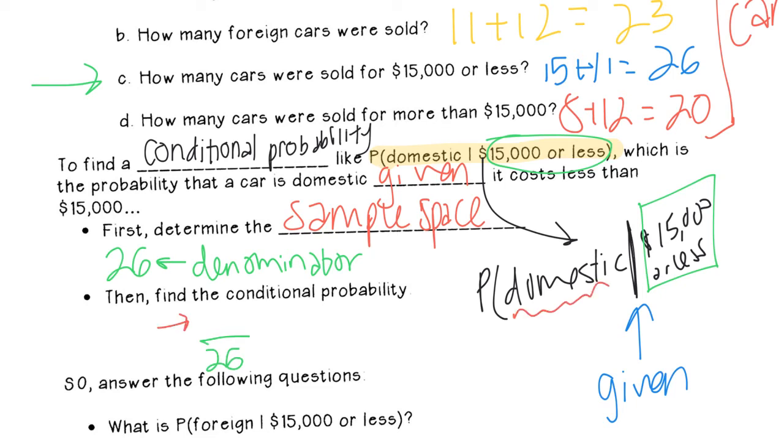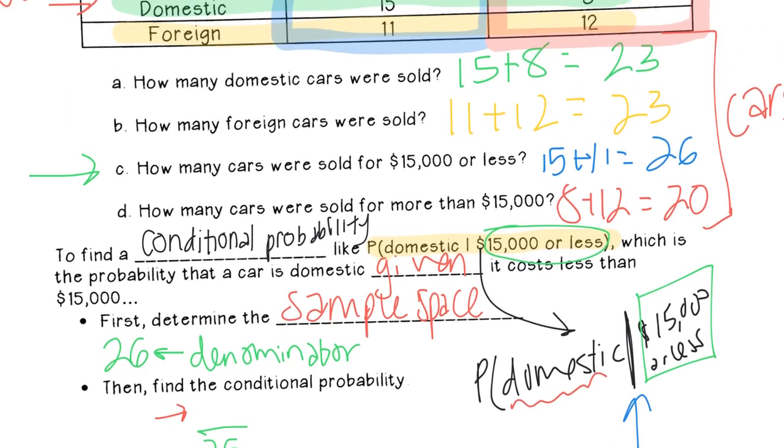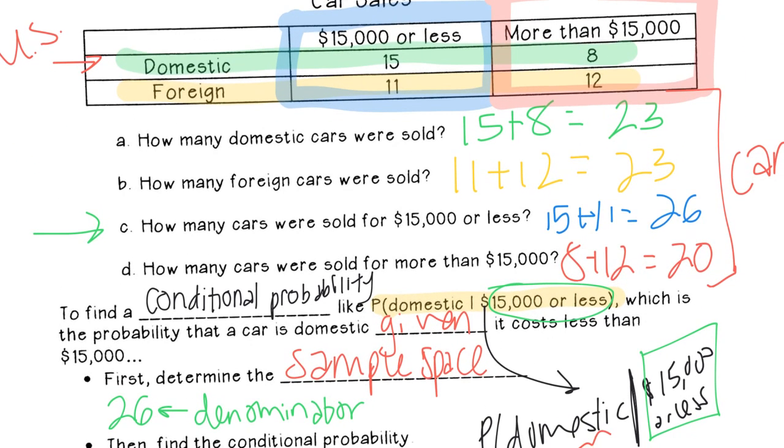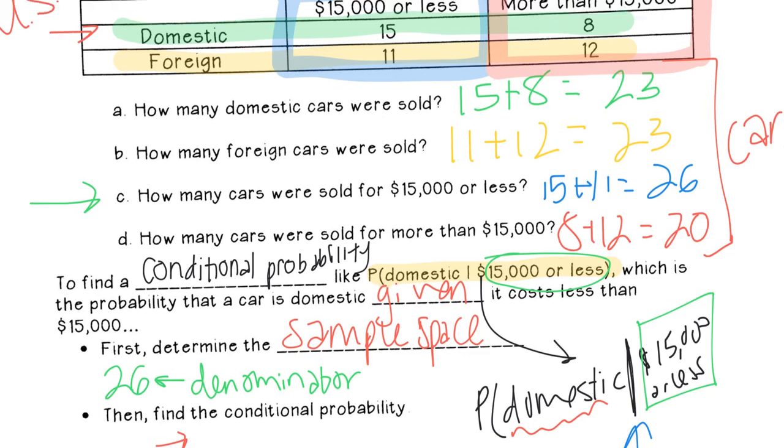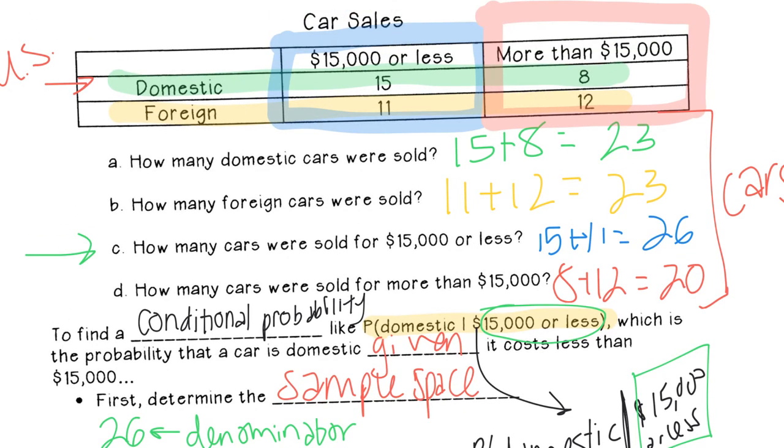If that's going to be my denominator out of 26, then my numerator is going to be what I find in that first part, so the number of domestic. So given that it's $15,000 or less, so given that the sample size is 26, how many of those are going to be domestic? Again, we can also look at our chart as opposed to just looking at the numbers. When we look at our chart and it says given that it is that 15,000 or less, that means I'm looking in this blue column.